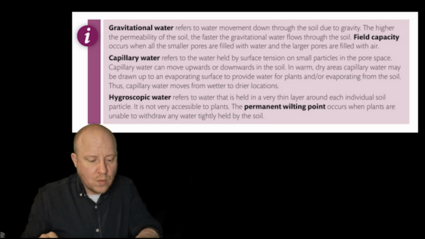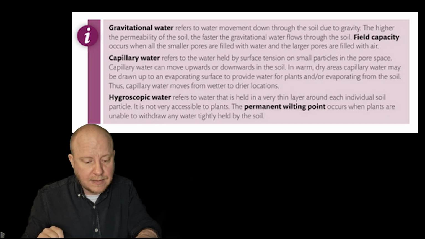Gravitational water refers to water movement down through the soil due to gravity. The higher the permeability of the soil, the faster the gravitational water flows through the soil. Field capacity, bolded term, occurs when all the smaller pores are filled with water and the larger pores are filled with air. So that's a good situation, right?